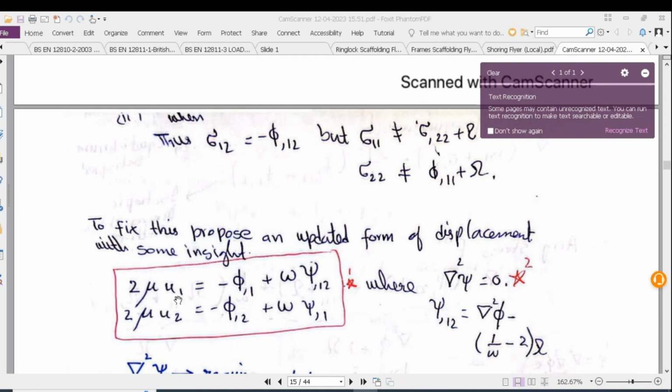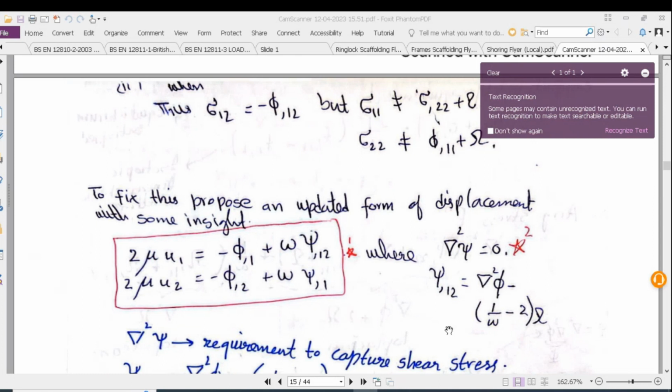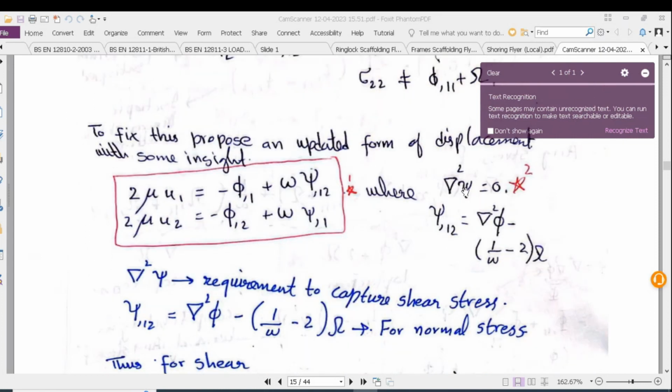which is 2 mu u1 is equal to minus phi comma 1 plus omega psi comma 2, and 2 mu u2 is equal to minus phi comma 2 plus omega psi comma 1, where psi is a function whose Laplacian is 0, and psi comma 12 is equal to the Laplacian of phi minus small bracket 1 by omega minus 2 times omega. This is just a displacement which is got arbitrarily.